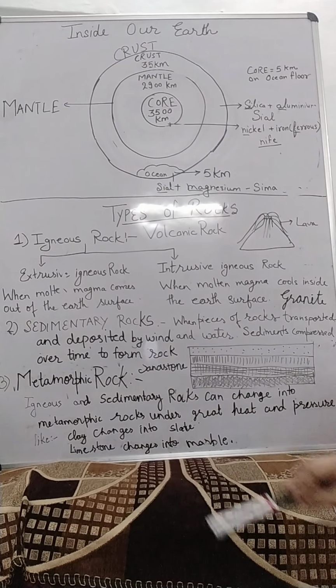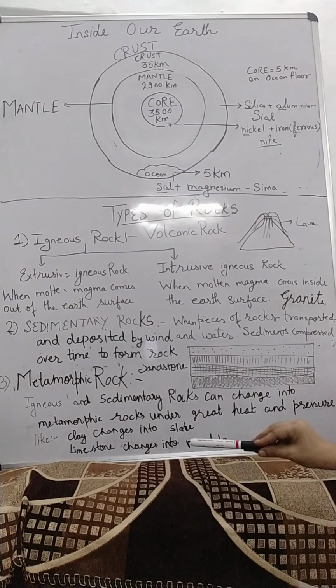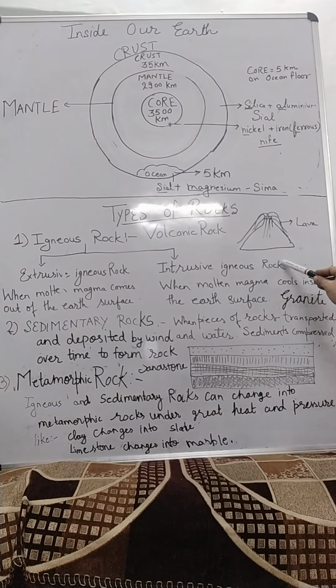Now third type of rock is metamorphic rock. What do you mean by metamorphic? Metamorphic means change of form. Igneous or sedimentary rock could become metamorphic over time. After hundreds or thousands of years, when these rocks are under great heat and pressure, they change their form drastically, and a new type of rock is formed that is called metamorphic.